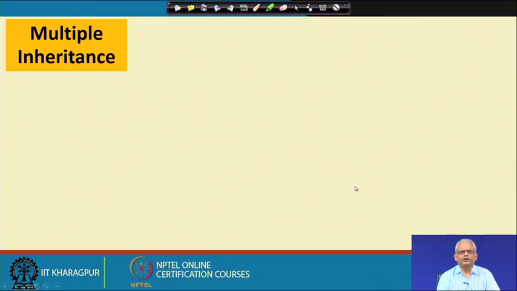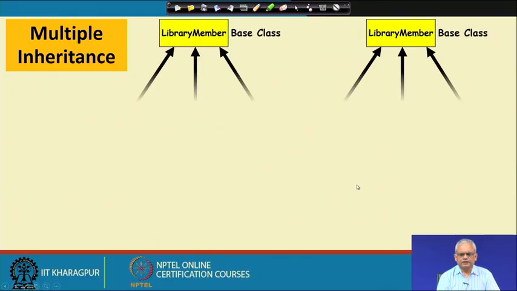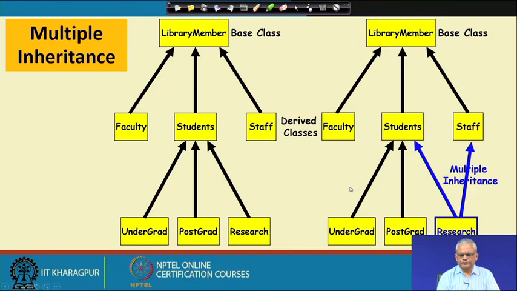We can have multiple inheritance, in which a class may inherit from two base classes. So, the research student has the characteristics of a student and also a staff. This is called multiple inheritance.